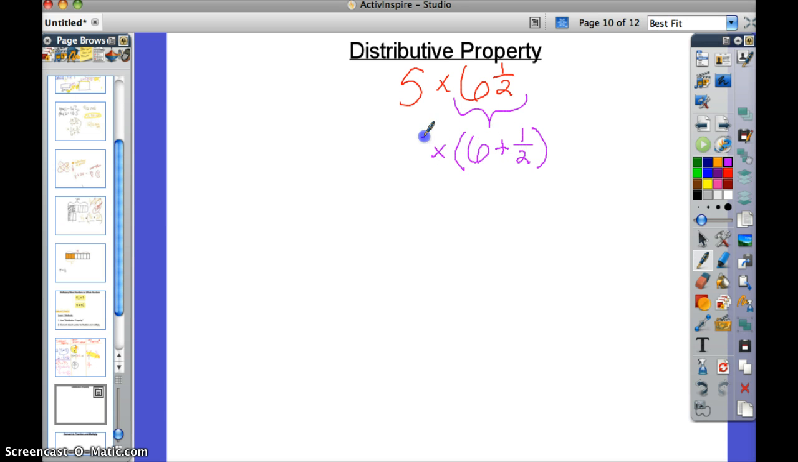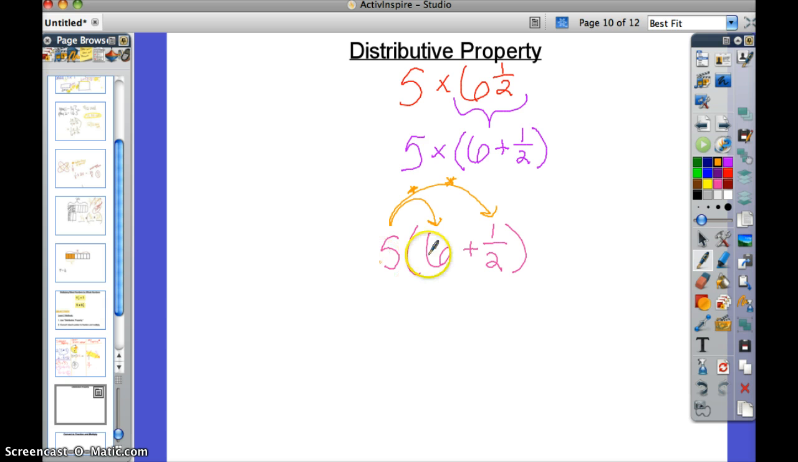So really, the expression I just wrote in purple is the same exact thing as the one that's in red, because 6 1/2 is the same thing as 6 plus 1/2, right? With the distributive property, which I'm going to write right now, the number that you would distribute to both numbers inside the parentheses would be 5. So you'd be doing 2 multiplication problems here: the product of 5 times 6 and the product of 5 times 1/2.